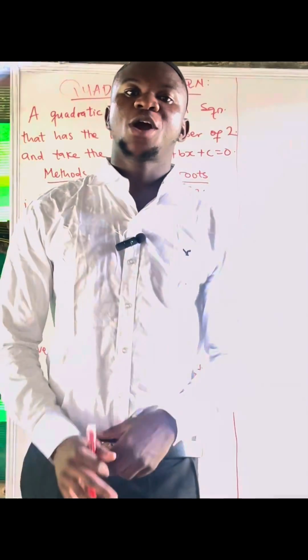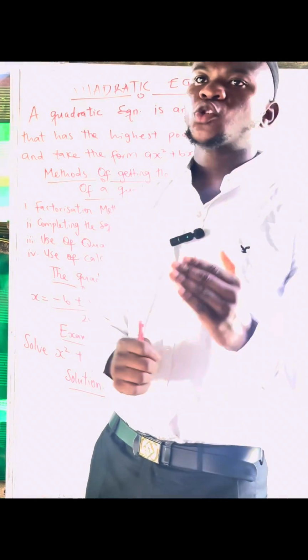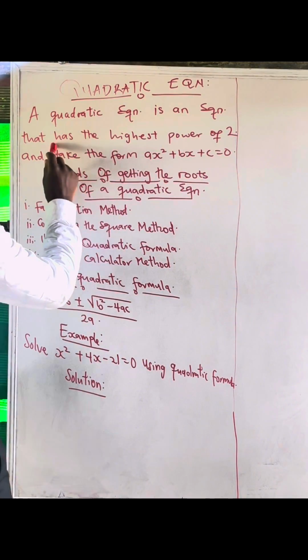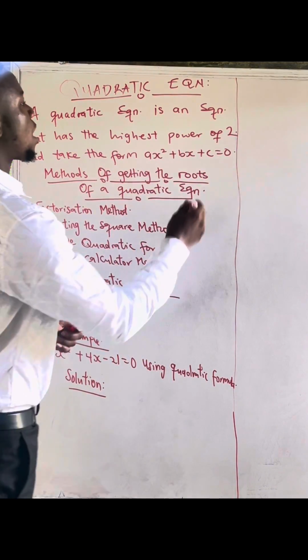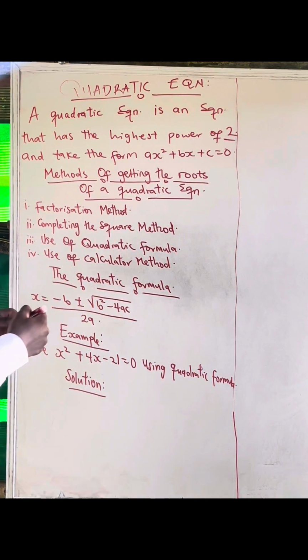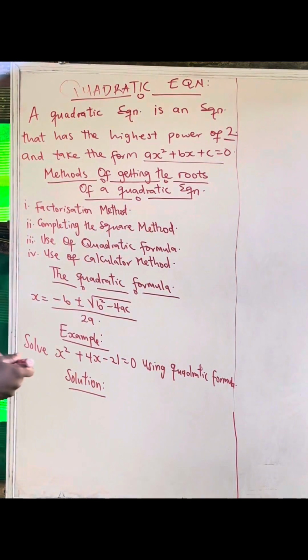So today we are going to be dealing with quadratic equations. Let's dive in. A quadratic equation is an equation that has the highest power of 2. And a quadratic equation always takes this general form: ax squared plus bx plus c equals 0.